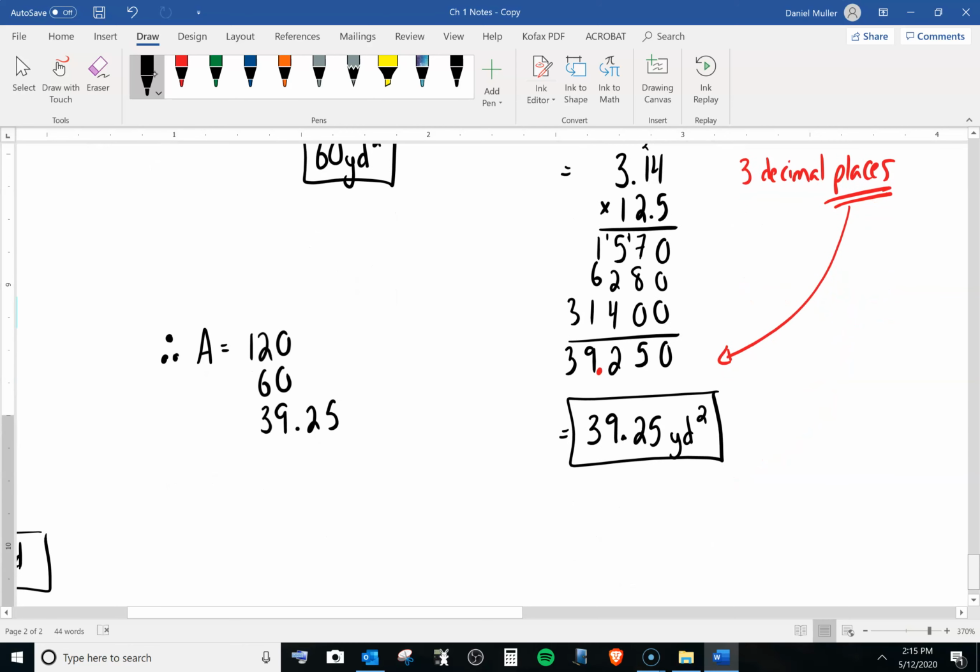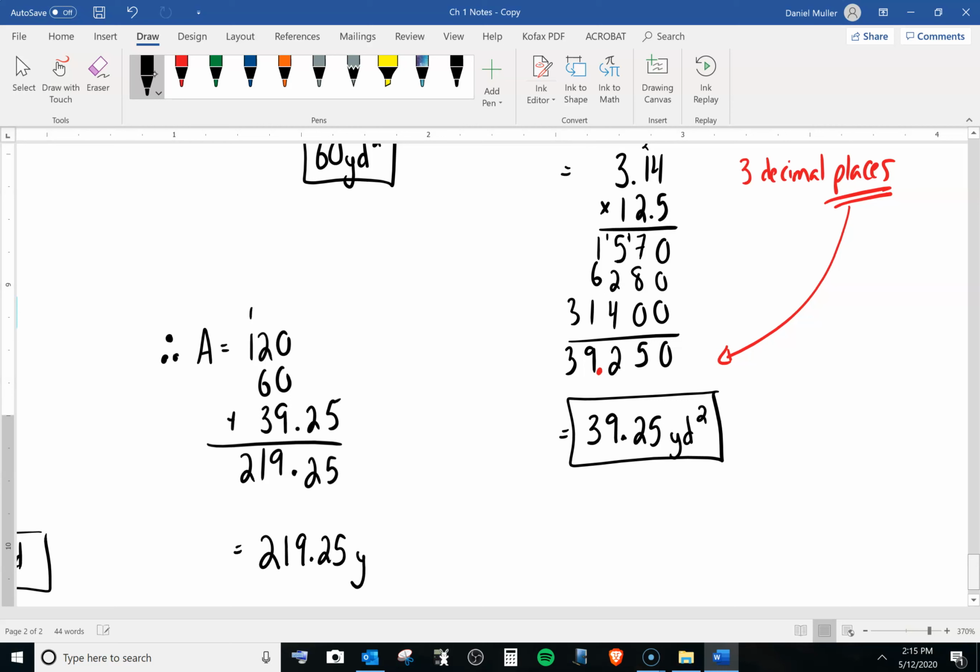120, 60, yes. So if I had to add those, 9, 6 plus 3 is 9, 10, 11, and 2. So it equals 219.25 yards squared.